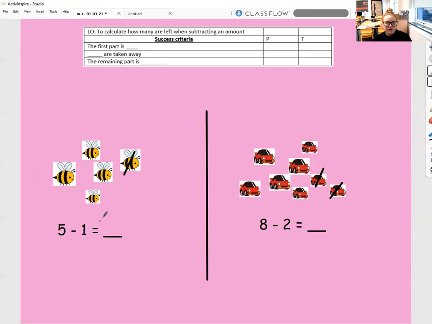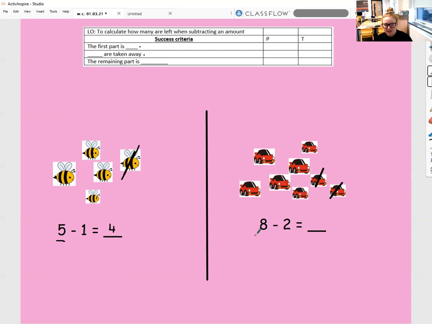Okay, let's have a go at this one. The first part is 5: 1, 2, 3, 4, 5. Then how many are taken away? We're taking away 1, and there is a line through this one here. So what is our remaining part? Our remaining part is 1, 2, 3, 4. The remaining part is 4. Again, I'd like you to pause your screen, have a go at this one, and come back when you are ready to check it. Fantastic, Year 1.